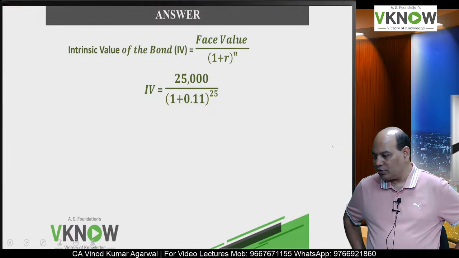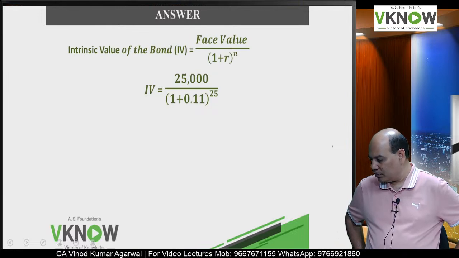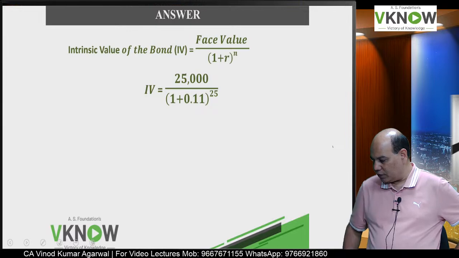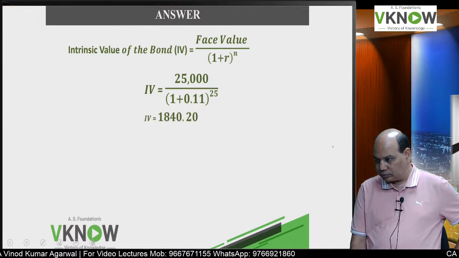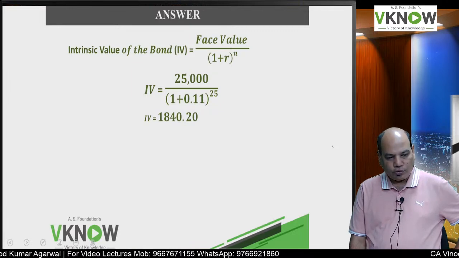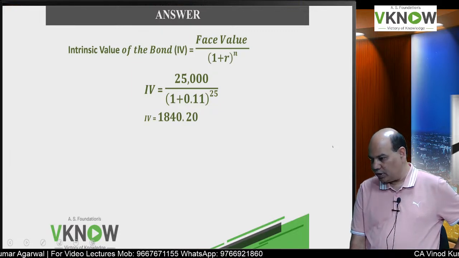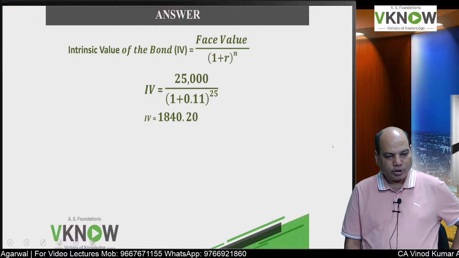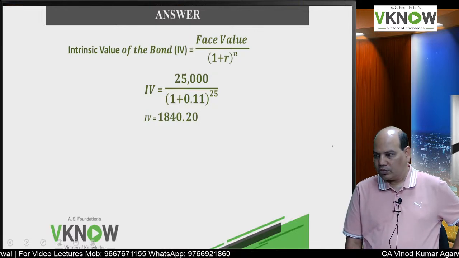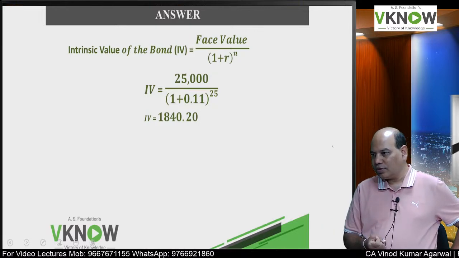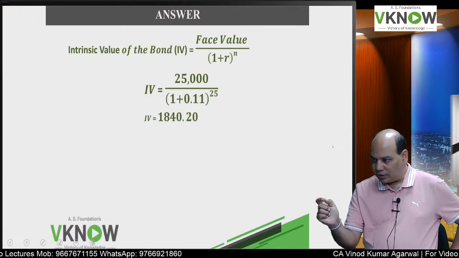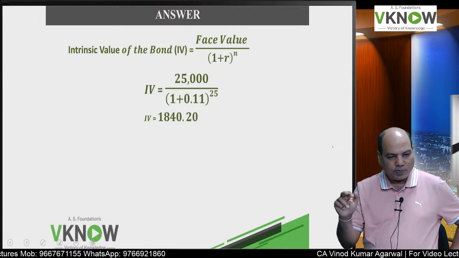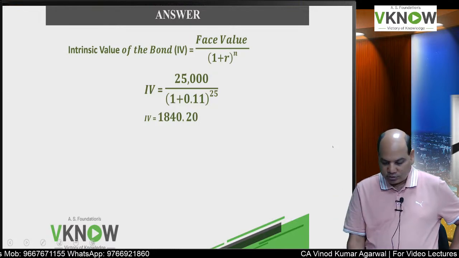Just type 25,000 divided by 1.11 and press equal to 25 times. So your answer is 1840.20. You have to do the calculation yourself, na? Got it? 25,000 divided by 1.11 and press equal to 25 times.